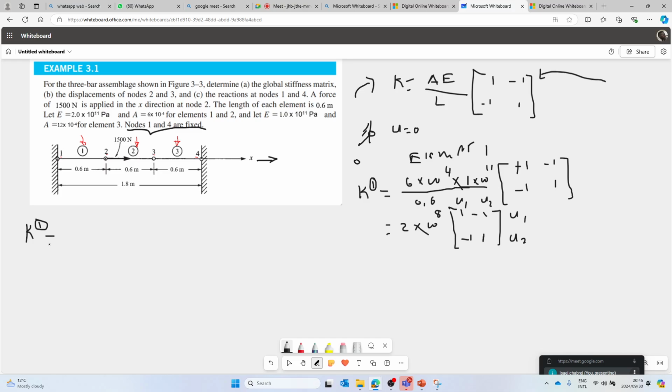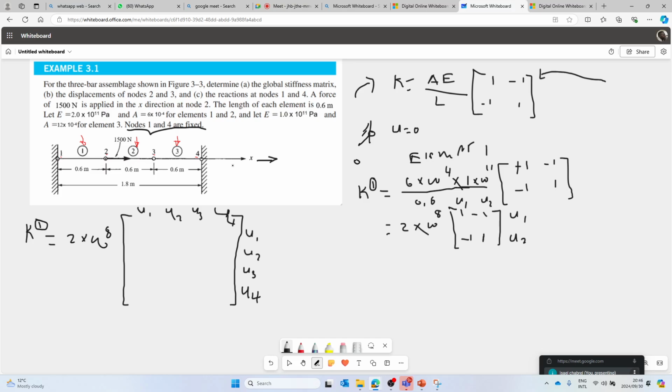So K1 here, guys, it is 2 times 10 to the 8. You can expand these matrices if you can do it directly, but if you do it like this, you need to be fast. It is safer to expand in such a way that you have U1, U2, U3, and U4. These are the displacements. Same thing here, U1, U2, U3, and U4.